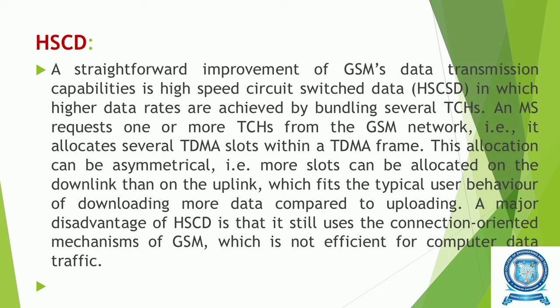A straightforward improvement of the GSM data transmission capabilities is the high speed circuit switched data, in which higher data rates are achieved by bundling several TCHs. A mobile station which requires one or more TCHs from the GSM network allocates several time division multiple access slots within a TDMA frame. This allocation can be asymmetrical also. That is, more slots can be allotted on the downlink than on the uplink, which fits the typical user behavior of downloading more data compared to uploading.